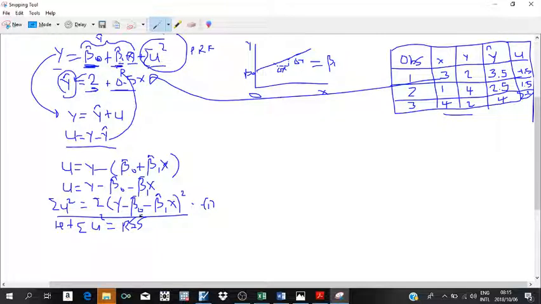What we're going to do is to differentiate this equation with respect to our regression parameters. So we need some calculus. We're going to differentiate this specification with respect to beta naught first, and then we'll go to beta 1. To do that, we apply what is known as the chain rule.